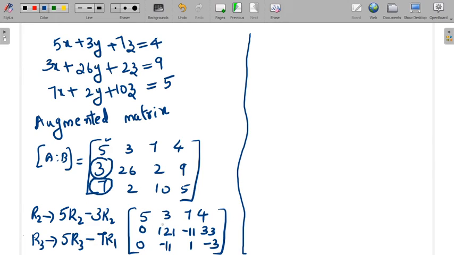So here we have 1 0. So we need at least 2 zeros in the third row. And we try to make this element as 0. And while trying to make this element as 0, please don't use this element.